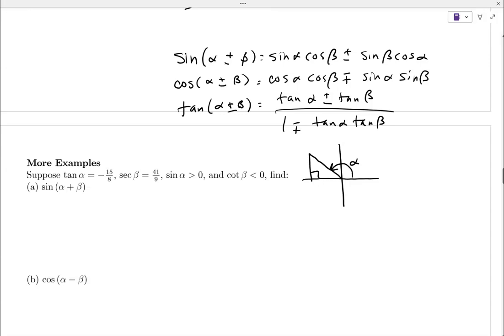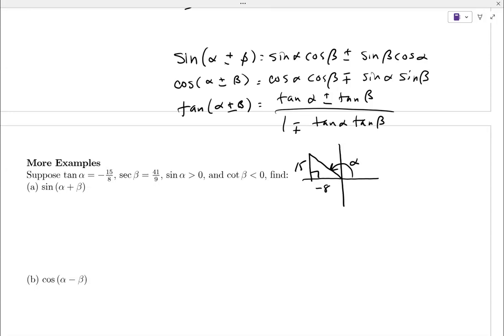We're given tangent of alpha is negative 15 over 8. What sides can you label? You need to do the opposite and the adjacent ones. What will the opposite be? Okay, and the adjacent will be negative 8. Good. So notice that one or the other is going to have to be negative. In this case, since we're in quadrant 2, we're to the left of the y-axis, so we'll make the adjacent side negative.